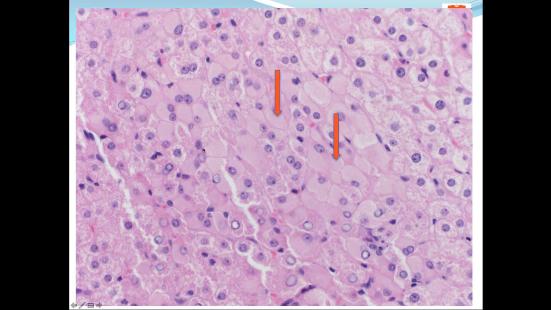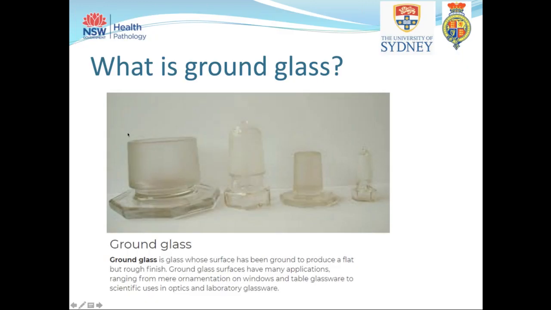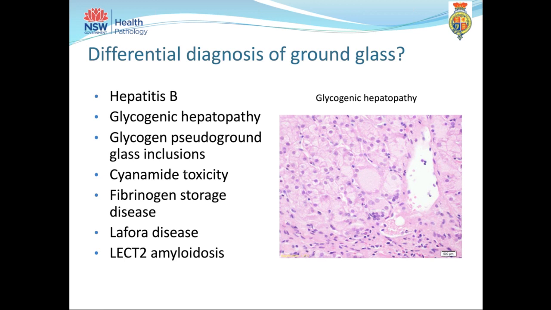And if you've ever wondered what ground glass is, it in fact refers to this sort of glass whose surface has been ground to produce a flat but rough finish, which can be both decorative or used in things such as laboratory glass bottles. What are the differential diagnoses that should be considered?